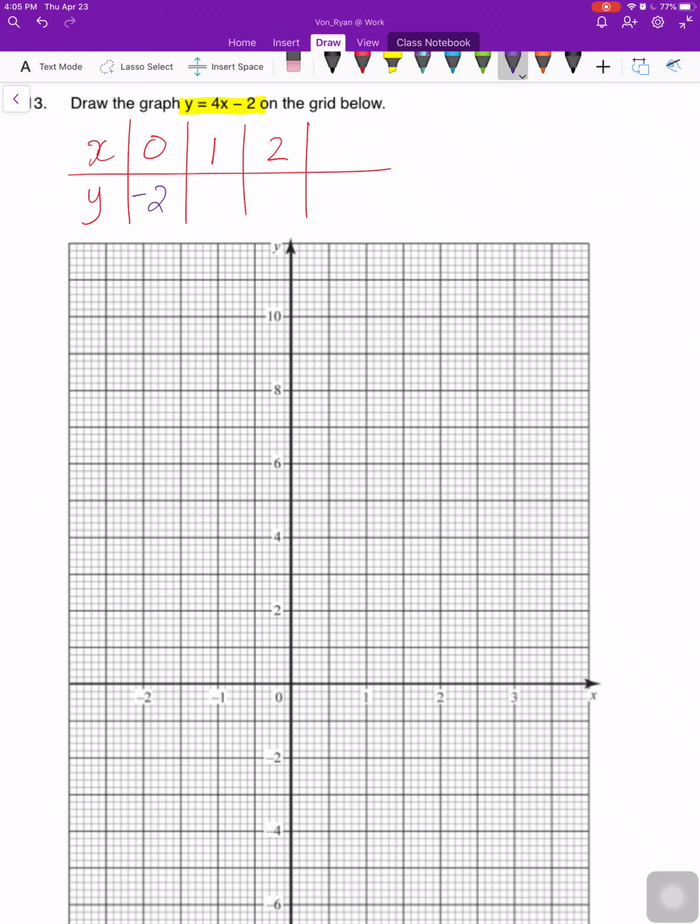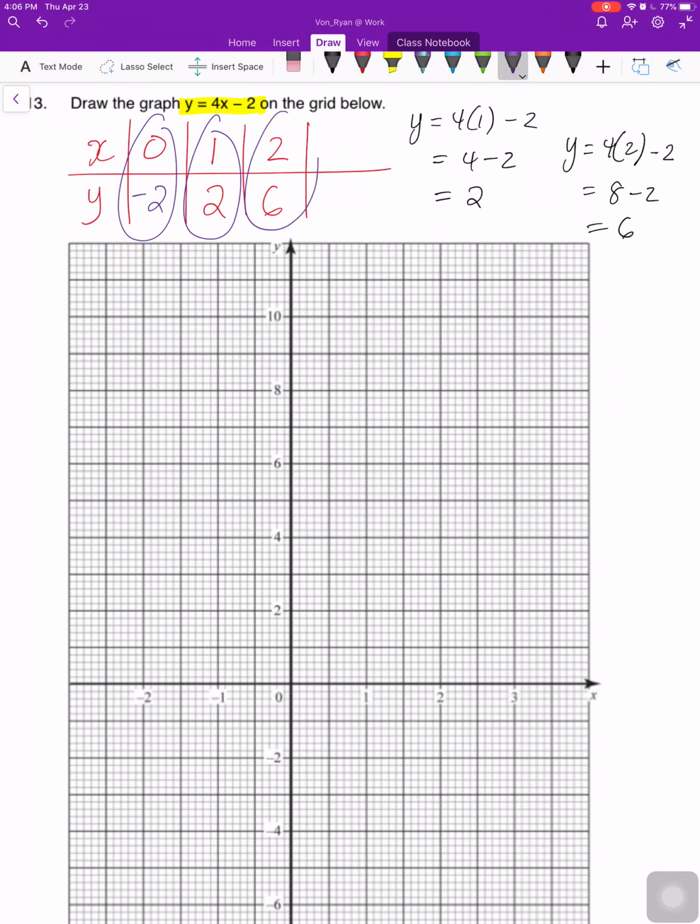The next one, if x is equal to 1, so y is equal to 4 times 1 minus 2, it's going to be 4 minus 2, so y is going to be 2. So what goes here is the number 2. Okay, and then for the last one, if x is equal to 2, so it's going to be 4 times 2 minus 2. It's going to be 8 minus 2. It's going to be 6. And so what goes here is 6. And so we have 3 points here. We have 0 and negative 2, 1 and 2, 2 and 6.